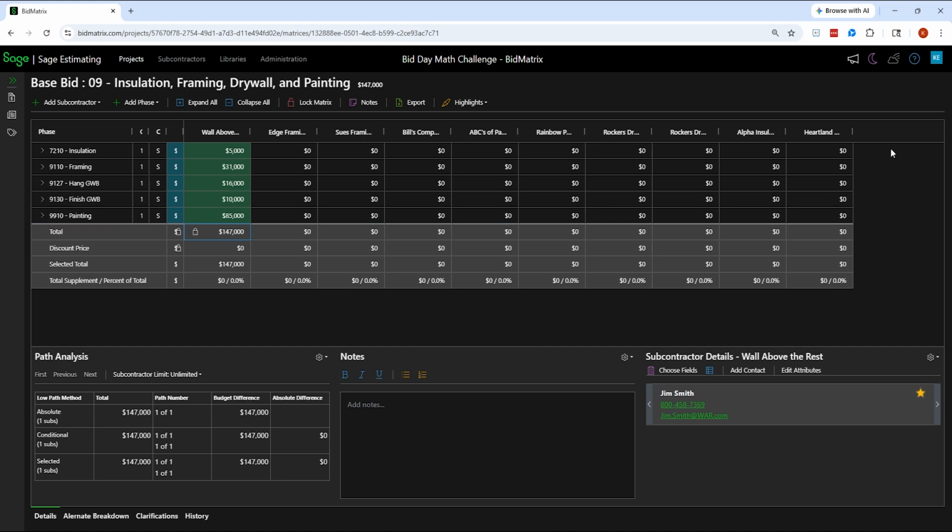As I come in and put other subs in there, it's common not to necessarily know all the prices because a lot of subs don't perform all the exact same scope. So in this case here, Heartland only does these 2 sections of scope.